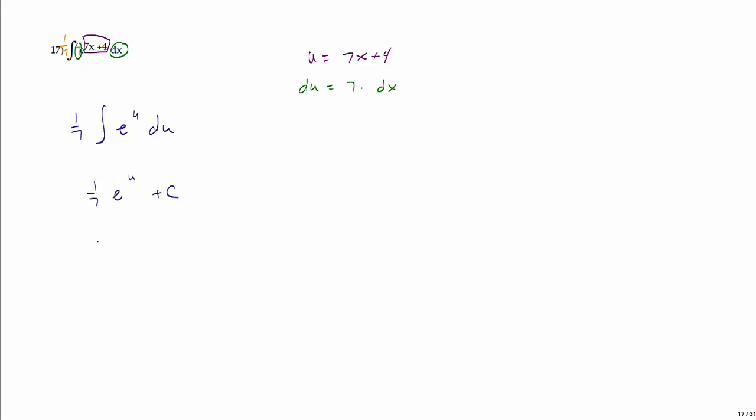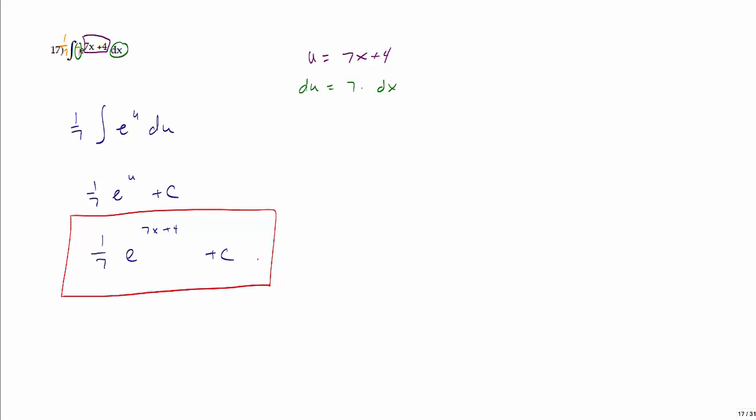And then don't forget to substitute back in at the end. So 1/7 e to the, my u was 7x plus 4, plus c. Remember, you can always check your antiderivatives by taking the derivative. If you use substitution, then think about using our chain rules, our general power rule, general exponential rule, stuff like that.